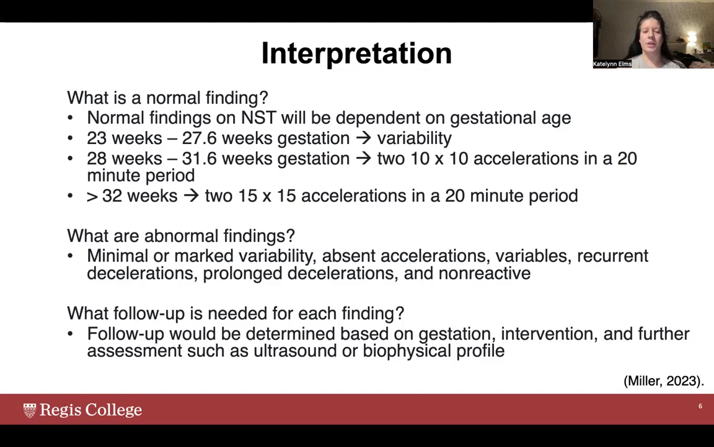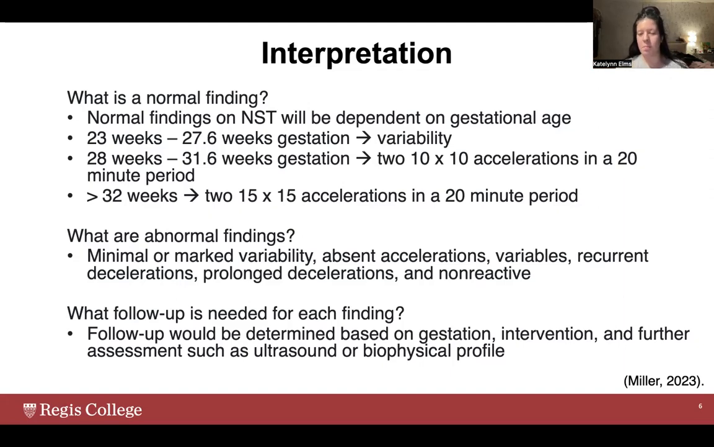When the babies are earlier, we will tolerate more variables. They're normal. The fetus is smaller, they can move around more, and they have more space in the uterus. But as we progress in gestation, we don't really want to see variables, especially recurrent variables, because it has to make us think, is something else going on here?